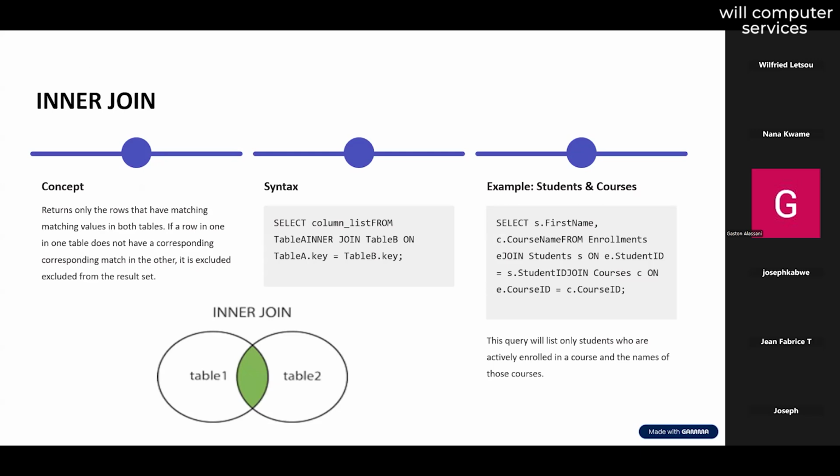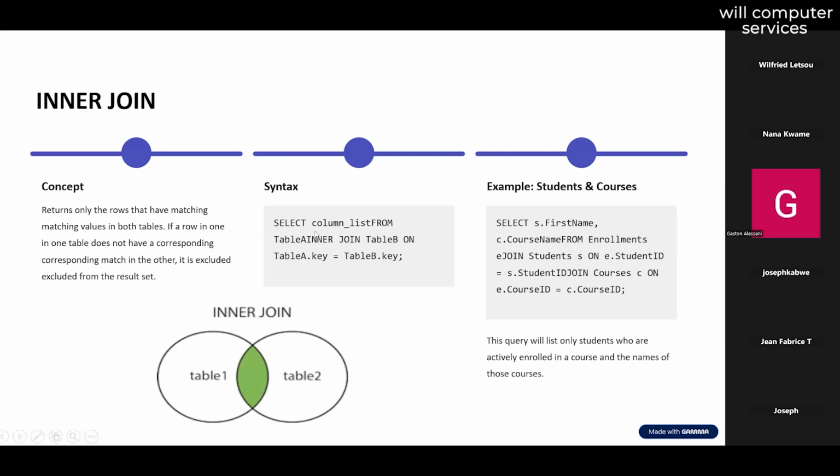The concept of the inner join is that it returns only the rows that have matching values in both tables. If a row in one table does not have a corresponding match in the other, it is excluded from the result set. Here you can see in the picture with the two circles how the inner join works. We have two tables, table 1 and table 2, and the inner join is the intersection of those tables. We only take the data that match between the two tables.